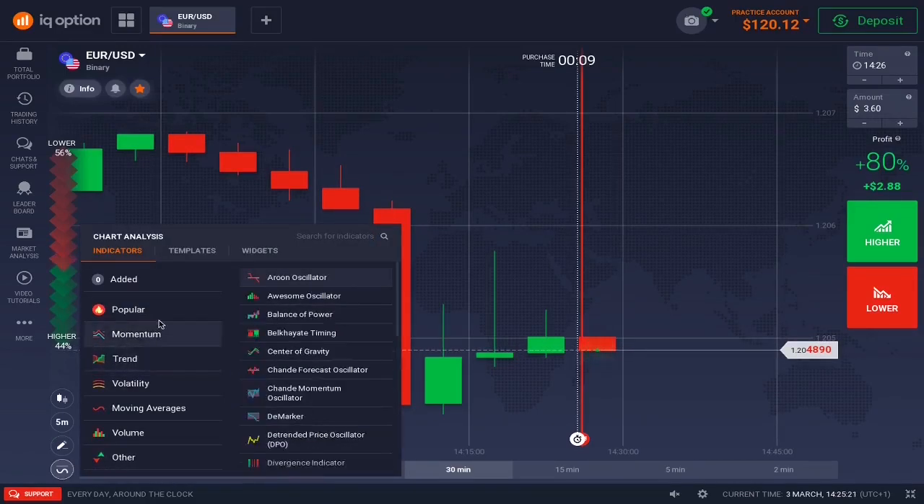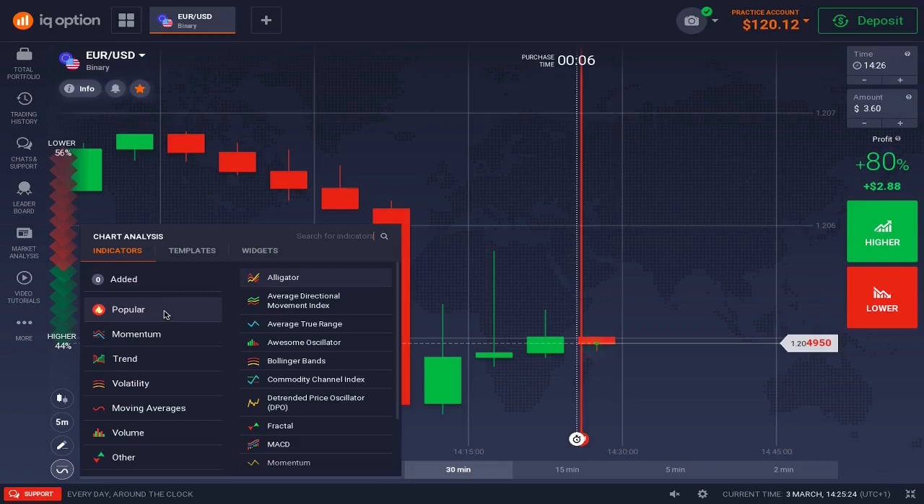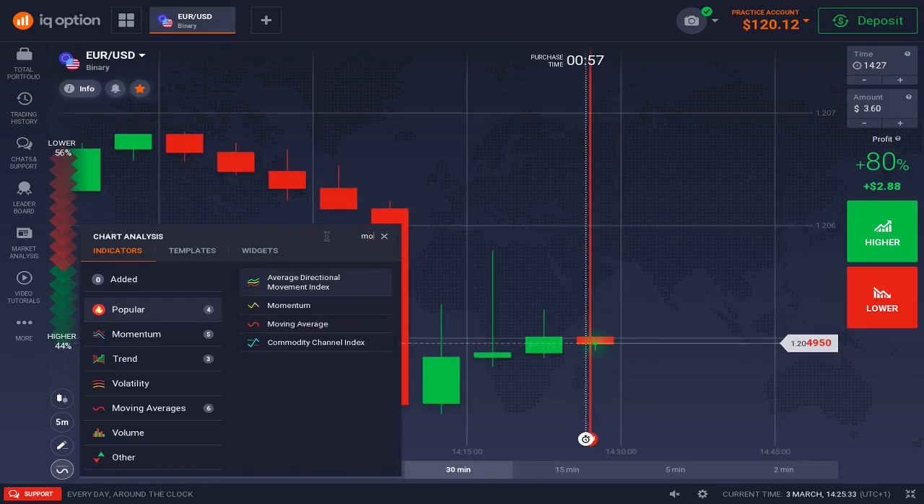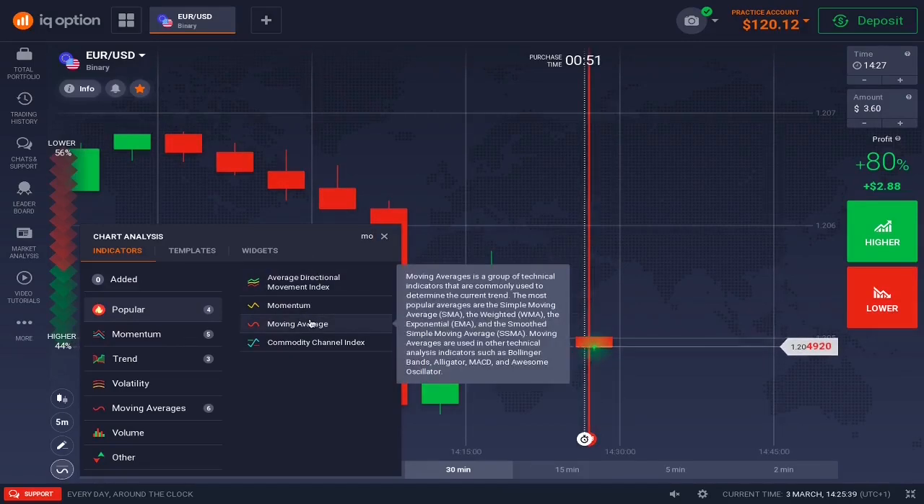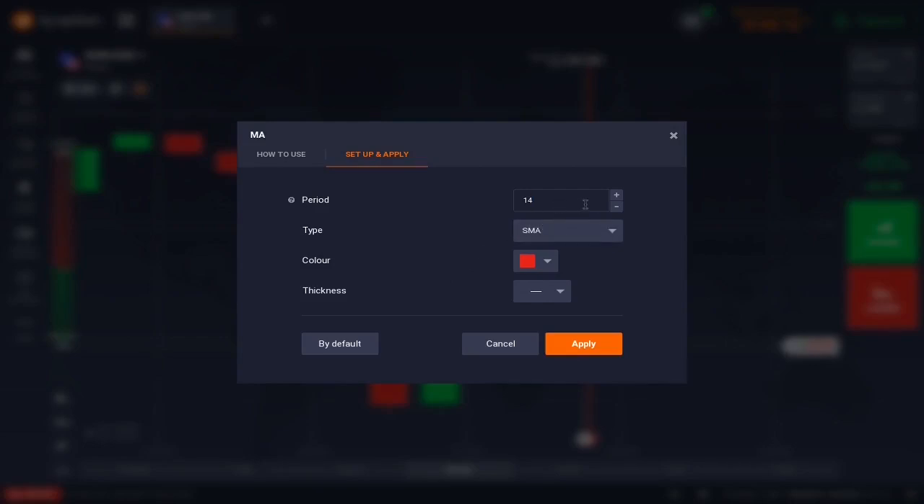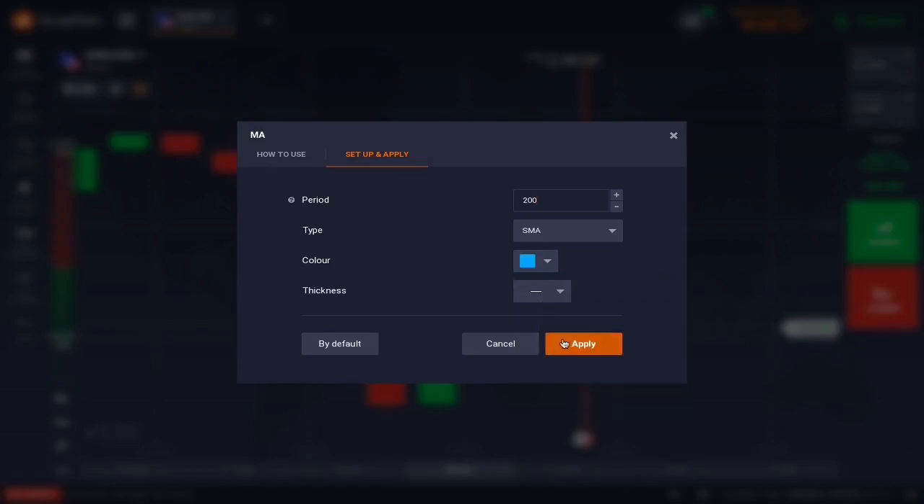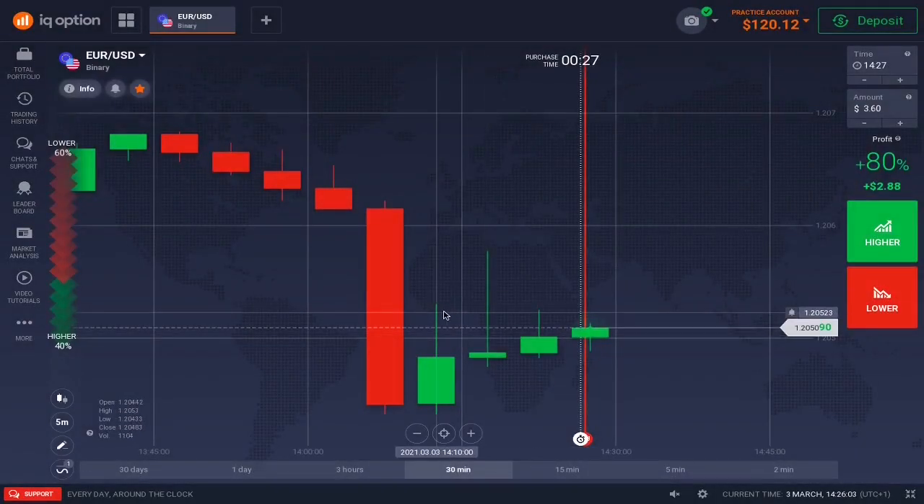You go to indicators. You can search for your indicators here, or you just type it here. Moving average. This is it. Then you change this to 200 moving average. Change it to simple moving average. You set it to blue. Then you apply.